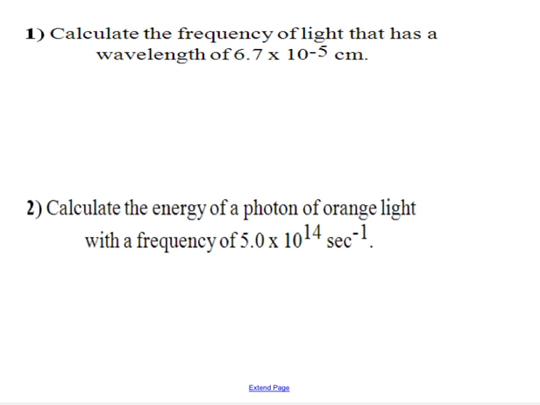So let's just do some calculations for practice. Calculate the frequency of light that has a wavelength of 6.7 times 10 to the -5 centimeters. We are calculating frequency from wavelength, so what equation are we going to use?